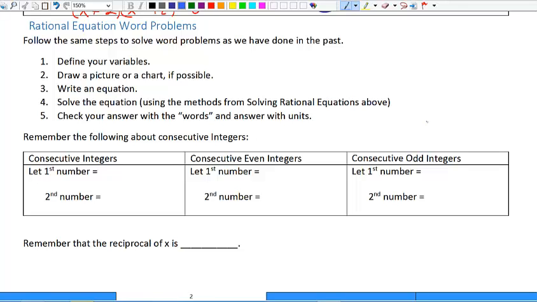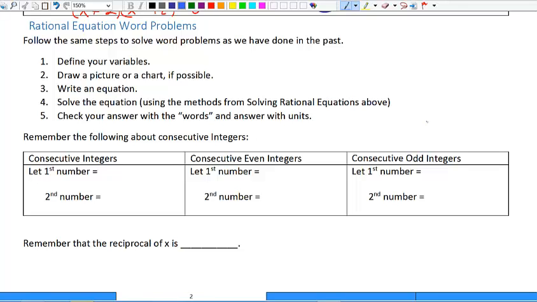That's the thinking step. That's where you have to read the words in English and translate them to algebra. Step 4, solve the equations. You're going to be using the same methods that we just used for the rational equations above. And then step 5, check your answers with the words, not with the equation that you wrote, but with the words, and then answer with units.